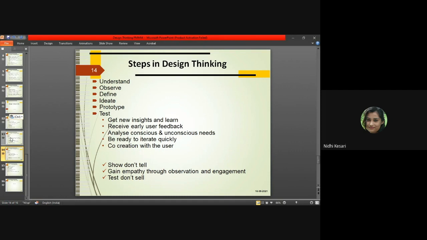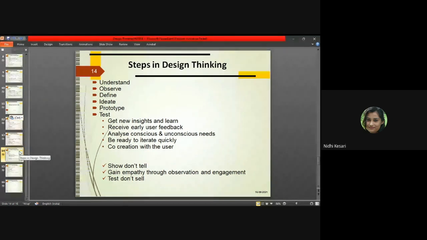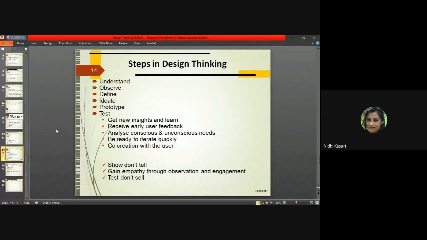So, under the stage of testing, we get new insights and learn more. Receive early user feedback. So, with the prototype, whatever you have made, just go to the users again and ask them whether whatever you have made is as per their expectation or not. So here I have written test, don't sell in the last line. Test, don't sell. This is very important. So you have to just take the feedback. You don't need to tell the people that this is the product and you need to buy it.